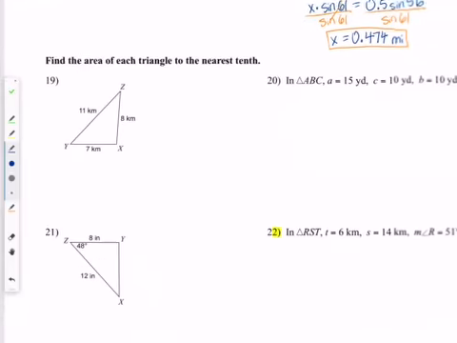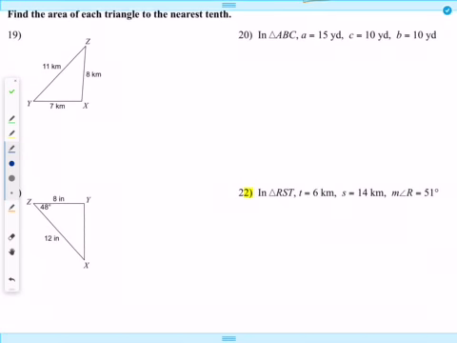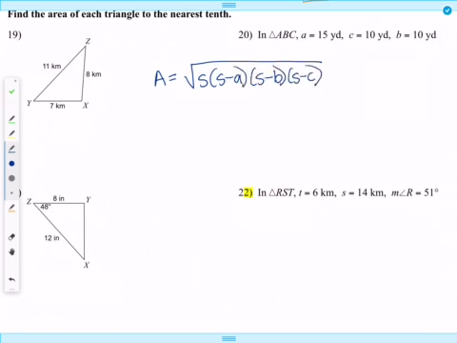So the last problem that I'm going to work out for you on the study guide is number 22. It says find the area of each triangle to the nearest tenth. And this is from the section where we had the two different formulas that we used. One of them was area equals the square root of S times S minus A, S minus B, and S minus C. And then the other one was area equals 1/2 AB sine of C. And so you will be given those two formulas on the test.